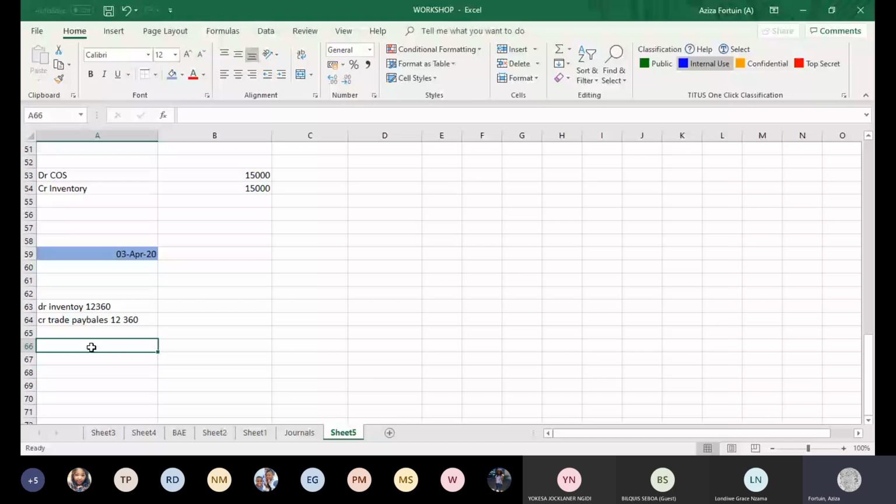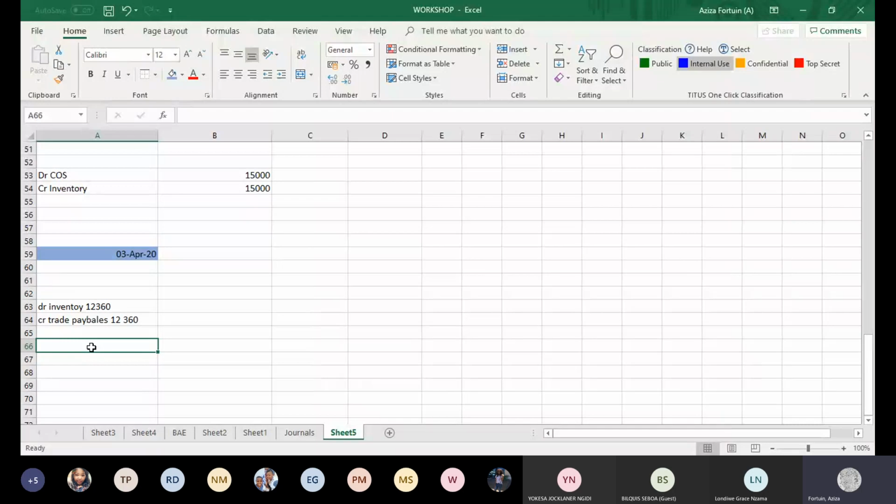Then they purchased another 60 at 750. So the value is now 100 units at 73,000. But then on the 17th, they issued 70 to production. I said there were 20 still at 700, so now we still need 50. The 20 will go at 720 and the balance of the 30 will go at 750.